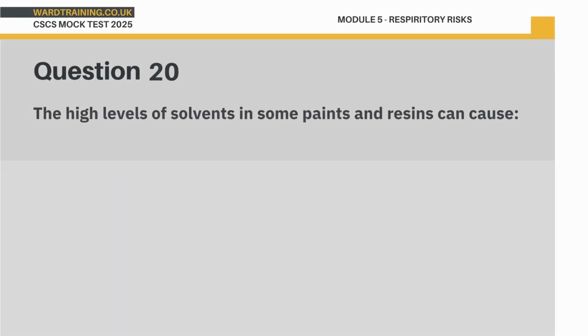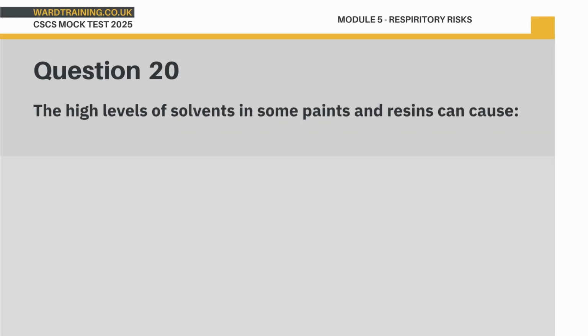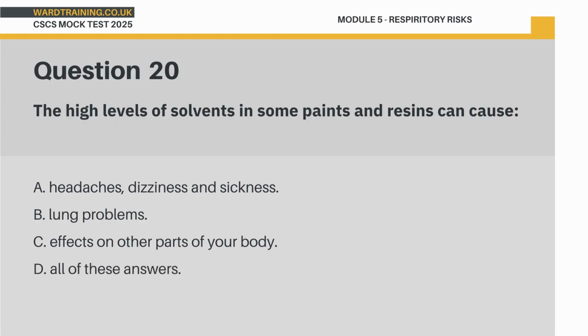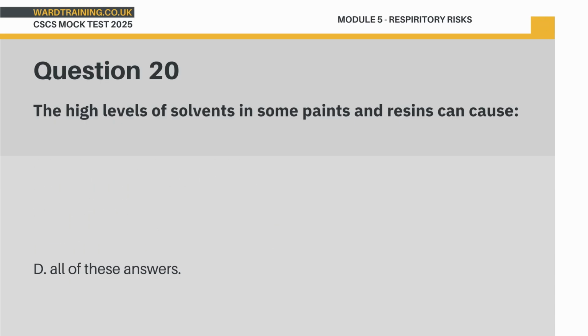Question 20. The high levels of solvents in some paints and resins can cause A. Headaches, dizziness and sickness. B. Lung problems. C. Effects on other parts of your body. D. All of these answers. The correct answer is D. All of these answers.